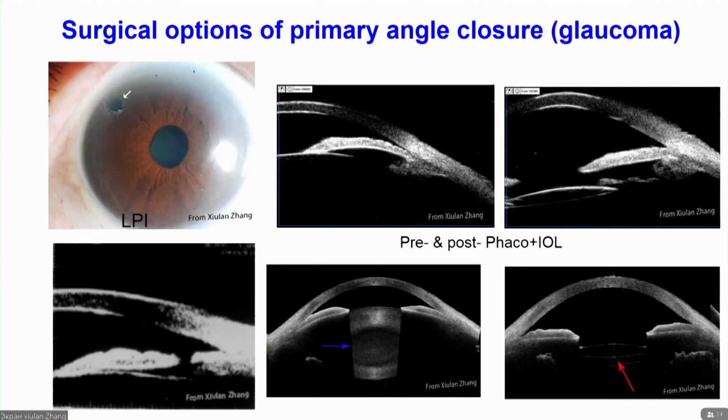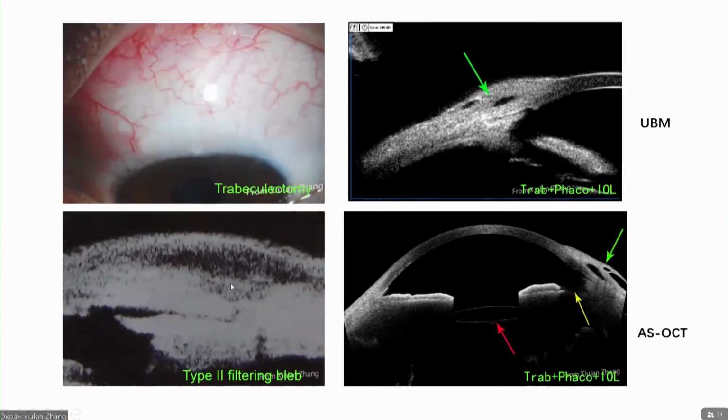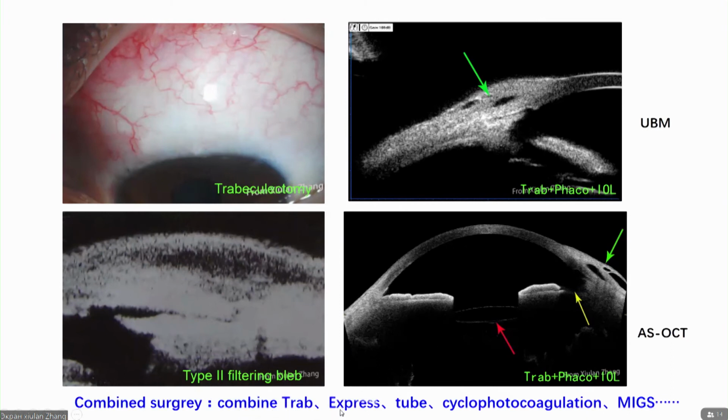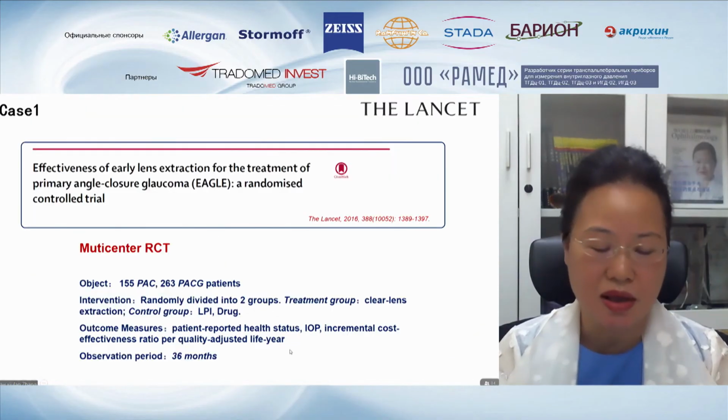Based on their mechanism, the surgical options for primary angle closure include LPI to relieve the iris bombé. Another one is phaco. You can see after the phaco, the anterior chamber volume, the space, is enlarged compared with before. Also, we can do trabeculectomy, and this is a filtering bleb. And also, we can do all kinds of combined surgery: combined trabeculectomy, Ex-PRESS tube, cyclophotocoagulation, all mixed.